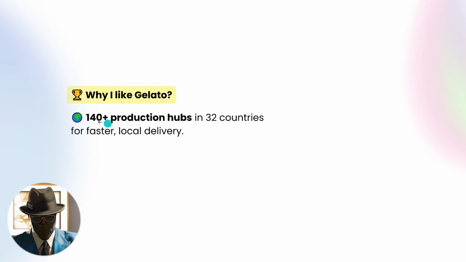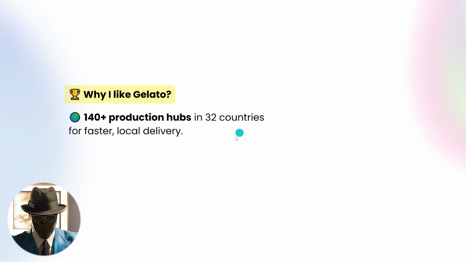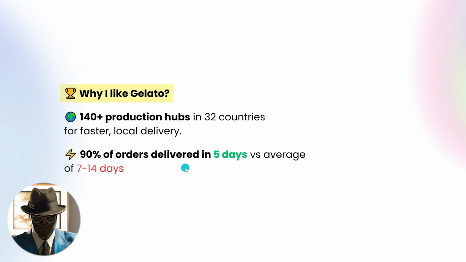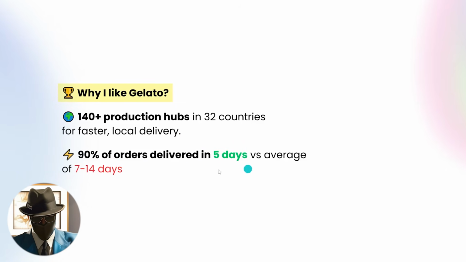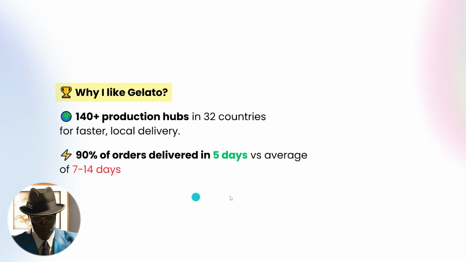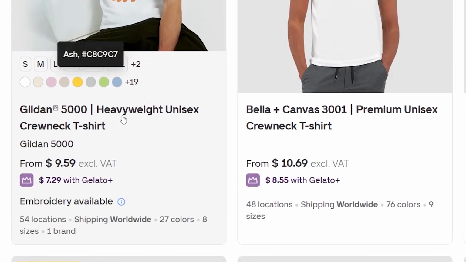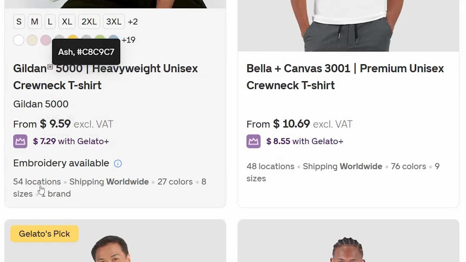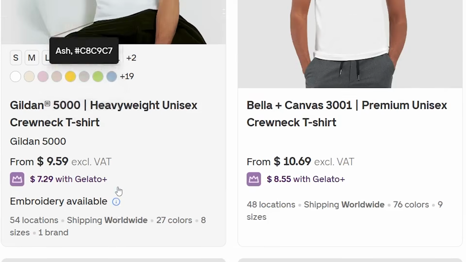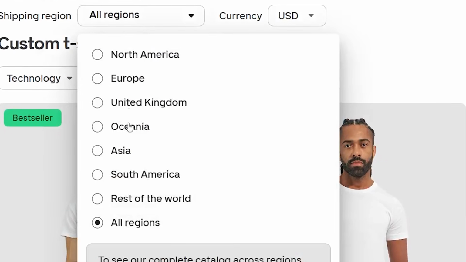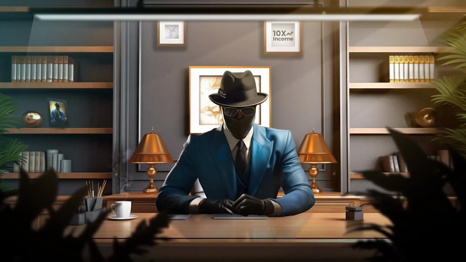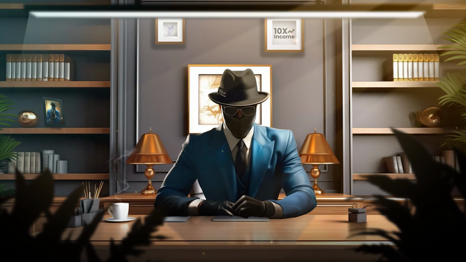And one of the main reasons why I genuinely love Gelato is that they have over 140 production hubs across 32 countries, which means way faster delivery. And around 90% of orders get delivered within 5 days, compared to the industry average of 7 to 14 days, which is honestly huge. You'll notice that under each product, you can see how many locations it's available in. Like this one here, it's available in 54 locations and can be shipped worldwide. So what you can do is use these filters up here to select a specific shipping region, and Gelato will show you products that can be shipped there. But before you can actually sell and ship anything, you must connect your store first.